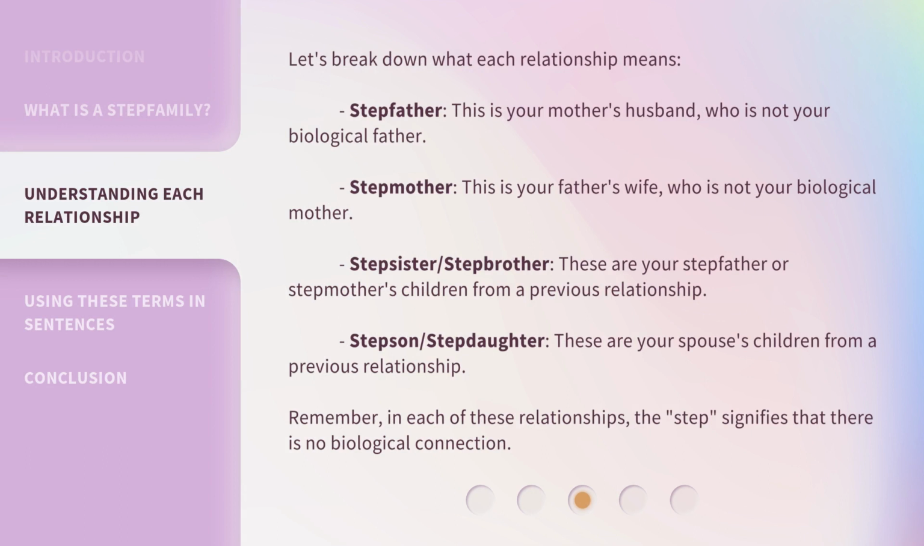Let's break down what each relationship means. Stepfather. This is your mother's husband, who is not your biological father. Stepmother. This is your father's wife, who is not your biological mother. Stepsister, stepbrother. These are your stepfather or stepmother's children from a previous relationship. Stepson, stepdaughter. These are your spouse's children from a previous relationship. Remember, in each of these relationships, the step signifies that there is no biological connection.